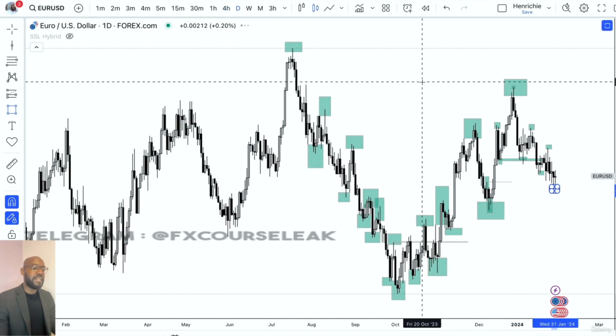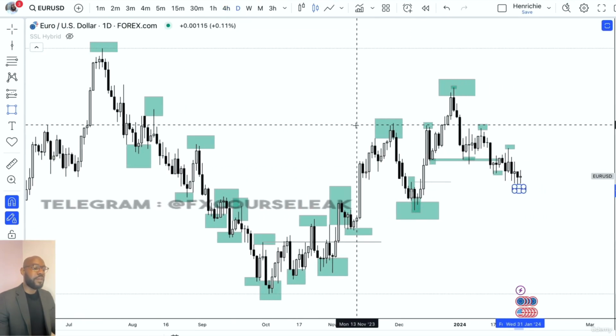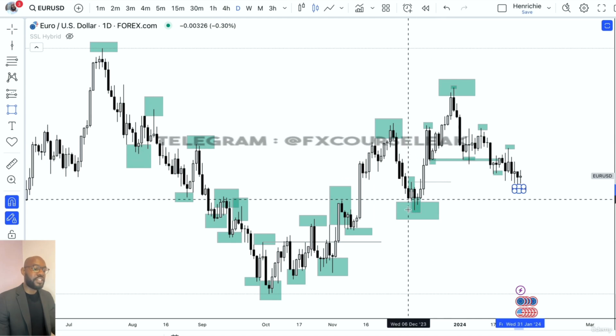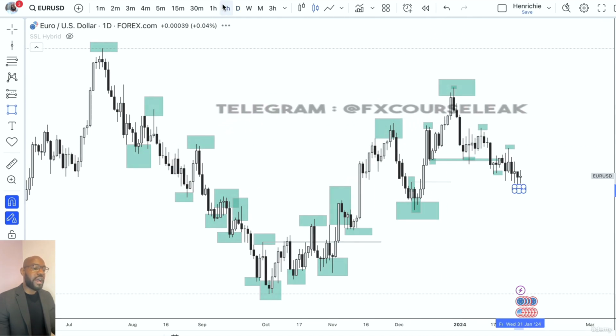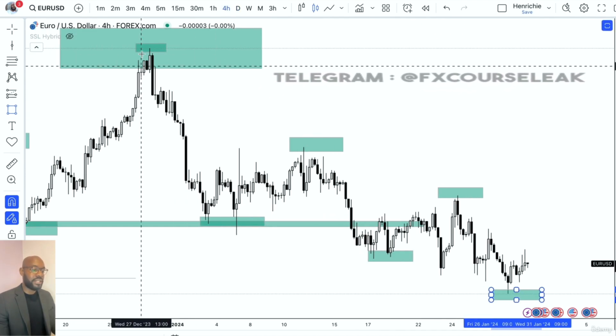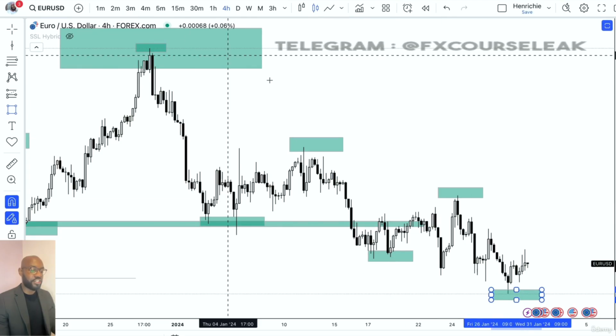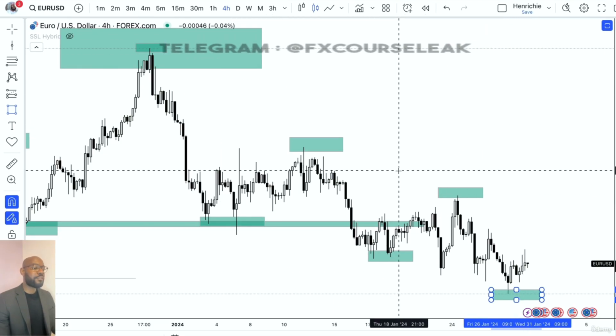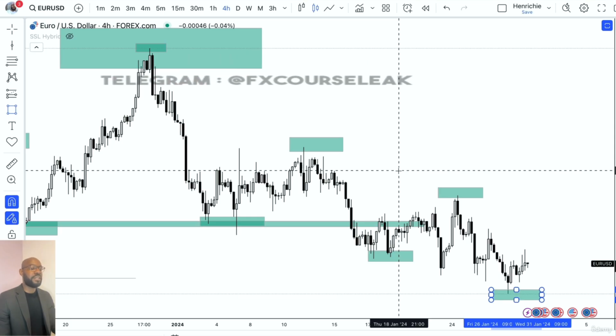If you look at the daily, you can see that we're still within this swing low and swing high leg, and this is still a bearish leg. But on the 4-hour, you can see that we are trending to the downside, showing bearishness. So understanding this is going to help you know how to take intraday sells, intraday buys.